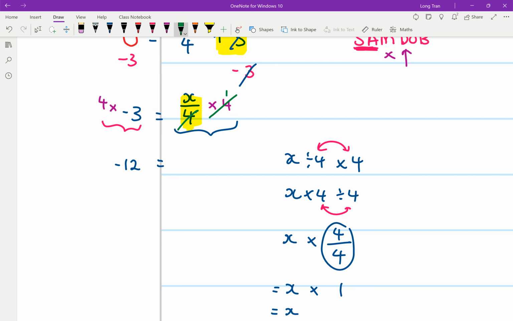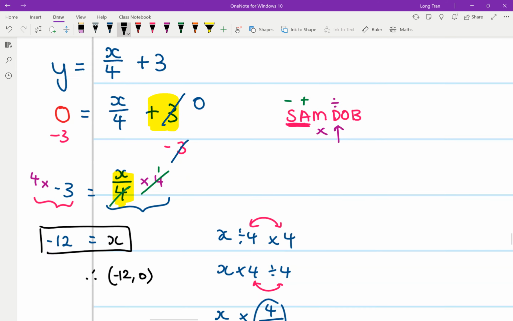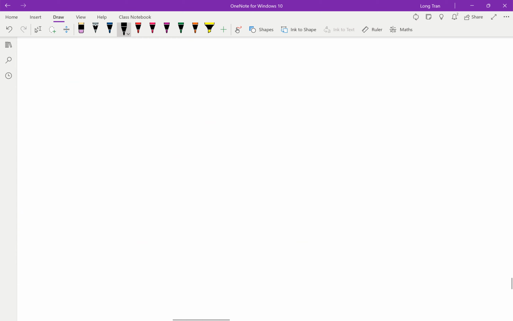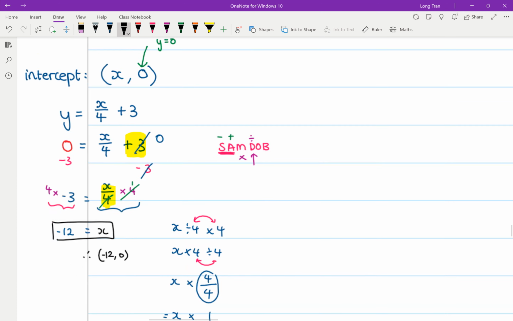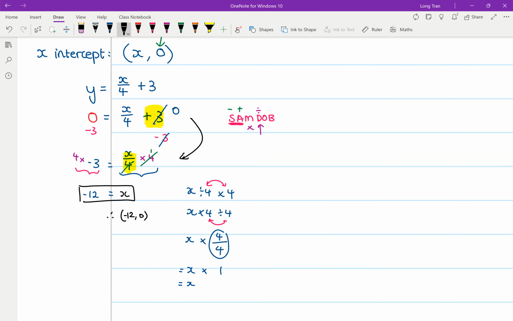Okay, and then you get x is equal to negative 12. And so that's why your coordinate is negative 12, 0. Okay, so that's your final part. So really, what was the hard part of all this? I wouldn't say that the hard part was the addition or subtraction. What was hard for a lot of students is this fractional step.